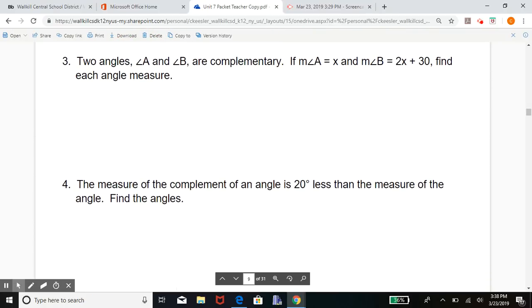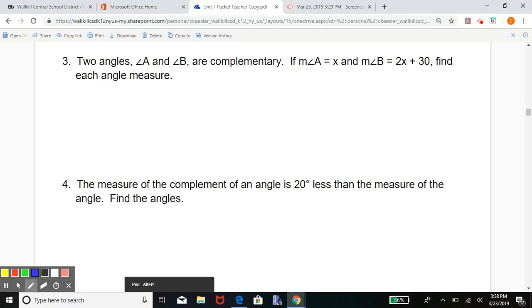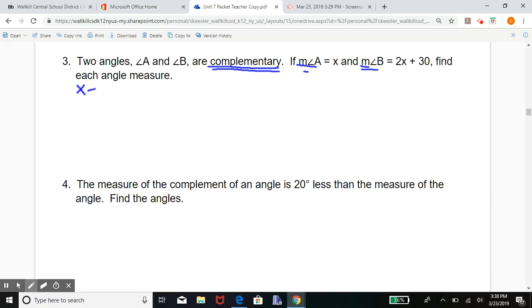Two angles, angle A and angle B, are complementary. If the measure of angle A equals x, and the measure of angle B equals 2x plus 30, find each angle measure. So we know they're complementary, which means together they add up to 90. So we're going to add them and set it equal to 90. So we have x plus 2x plus 30 equals 90.